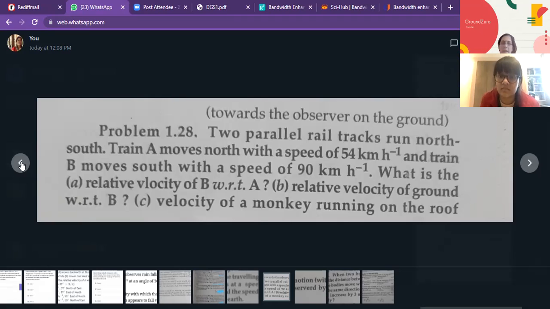Okay, now second one, what you said, the answer relative velocity of ground with respect to B. Minus 90. That is plus 90. Now it is saying it's moving in the opposite direction, that is left hand side, 90 kilometer. So with respect to ground, they are saying, ground is your frame of reference. Now that 90, you will add it to the ground in the opposite direction. You get what I'm trying to say? Yeah. So that will be plus 90.